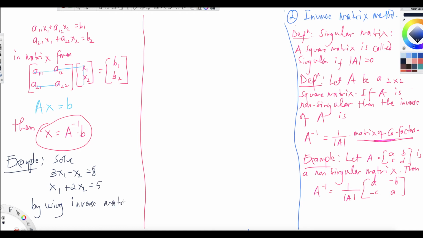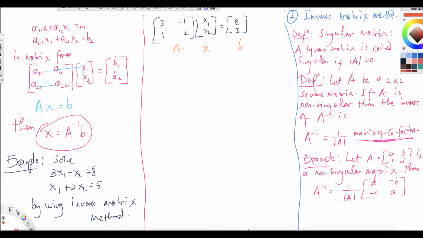Inverse matrix method. How do you solve that? You first of all write it down in matrix form. What is the matrix form here? You write this as 3, -1, 1, 2. This is A, right? And then X is x1, x2, and B is 8 and 5, right? So this is A, this is X, and this is B.